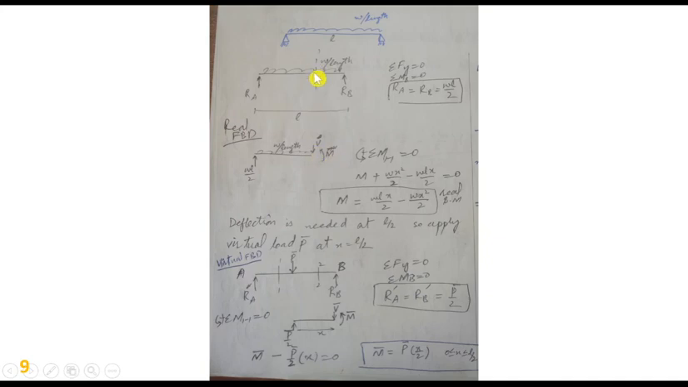Remember, as we have done where we have taken this section, we should replace the effect of this part here by shear force V and M, and these both are internal. So V and M is the internal bending moment. If you write the equation, the summation of all moments at this section mm should be 0.